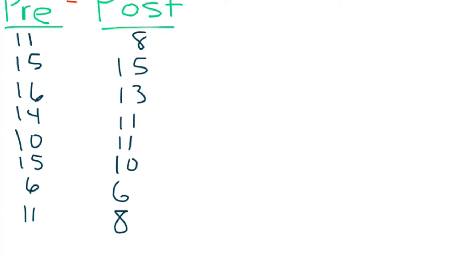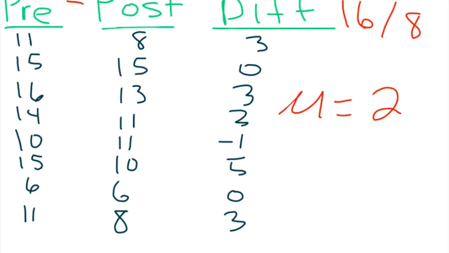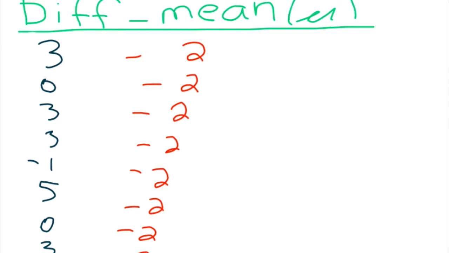The second step now is to subtract the post scores from the pre-scores. When you subtract the post minus the pre, we get the differences. And then we add the total differences, which is 16, and we divide it by the total number of countries, which is 8, and it ends up giving us a mu of 2.